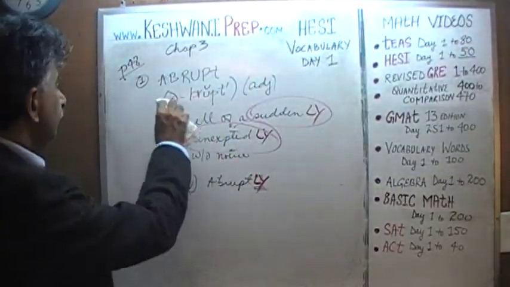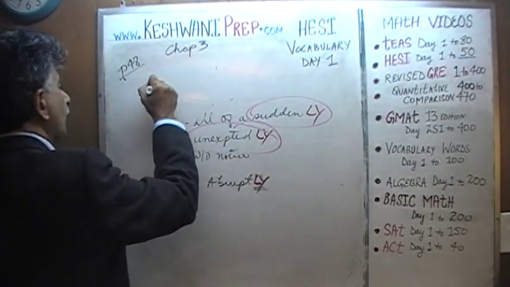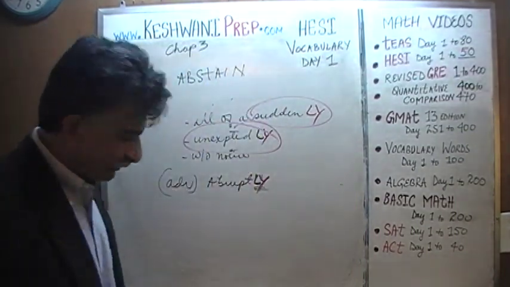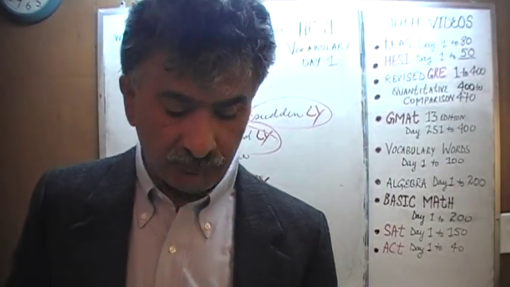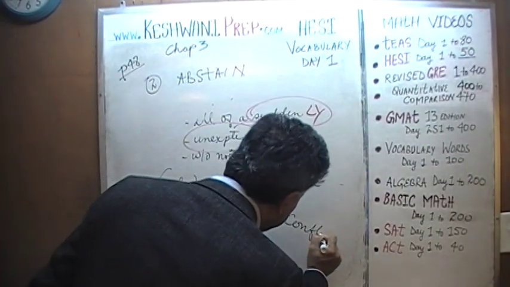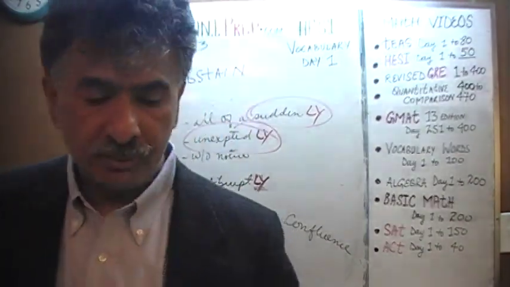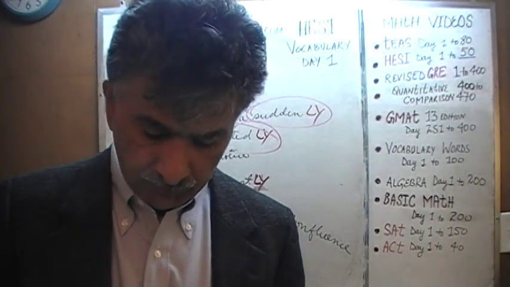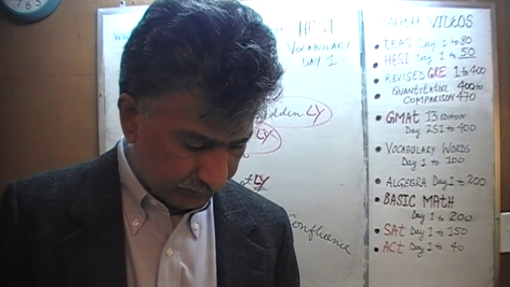Number 2. Abstain. As I said, these are alphabetically arranged, that's why they do not have any rhythm or rhyme to it. There is no confluence from one word to the other. There is no confluence of ideas. There is no theme. Do you understand? In the event that you want to learn the word confluence, since I brought it up, I have to find out where it is. Oh, day number 9.